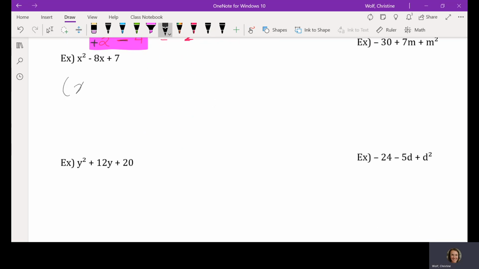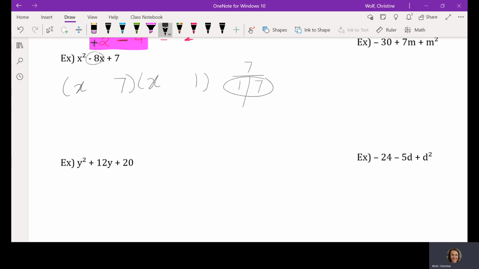x squared minus 8x plus 7. So you always start the same way, x and x in two brackets. Now, we have to think of two numbers that multiply for 7. Well, guess what? 7 is a prime number. So the only way to multiply for 7 is 1 and 7. That's our only option. Let's just check. Could 1 and 7 somehow add or subtract to give us that middle term? Could they somehow give us 8? Well, yes, they could. So we know that 7 and 1 are our numbers.